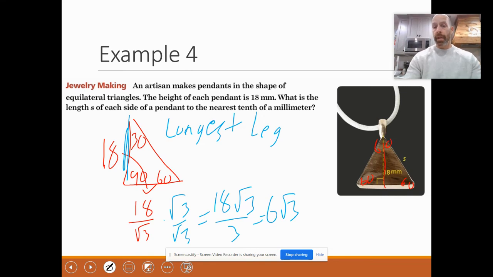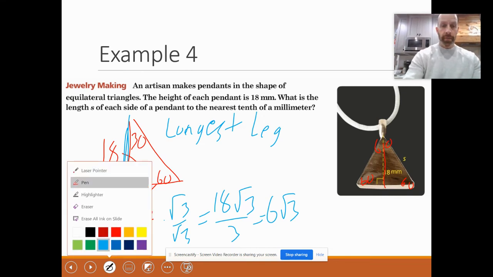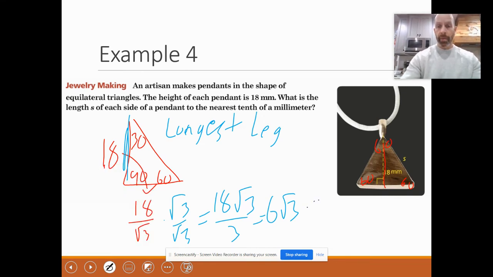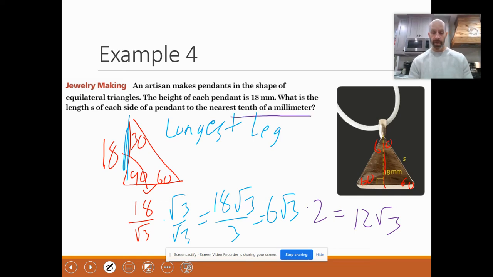And then to get the long side, we just need to take that times 2. So now we're just going to multiply this by 2, and we get 12 square roots of 3. Since this says to give us to the nearest tenth of a millimeter, I'm going to go ahead and calculate that. And this gives me 20.8 millimeters. Okay, so that ends section 8.2.